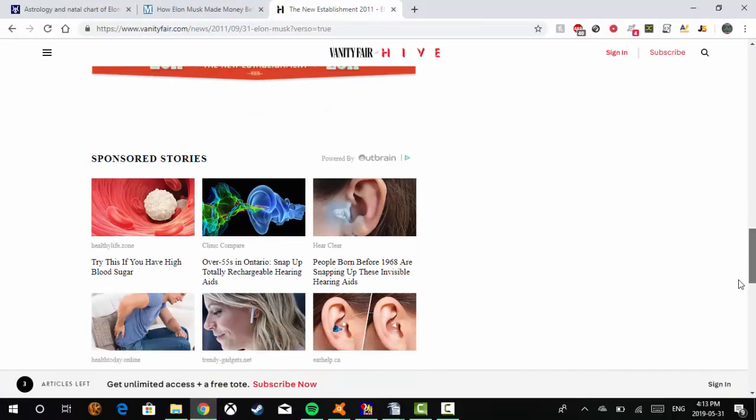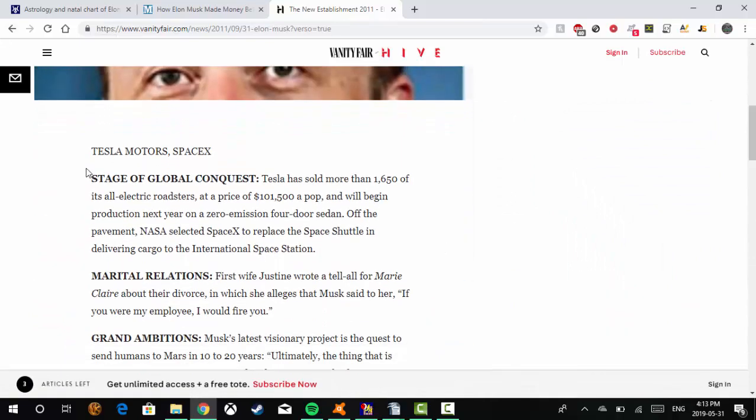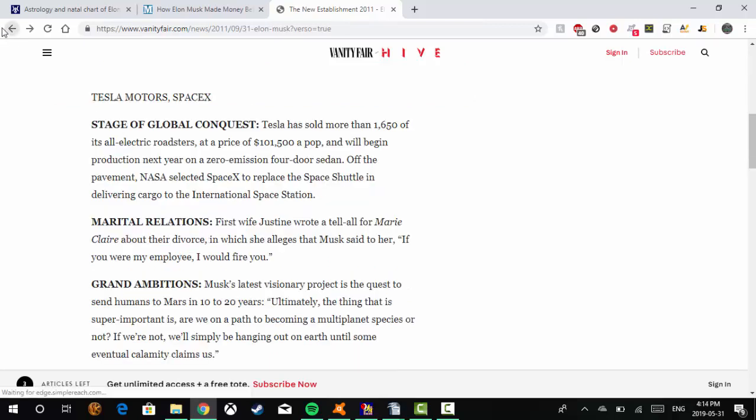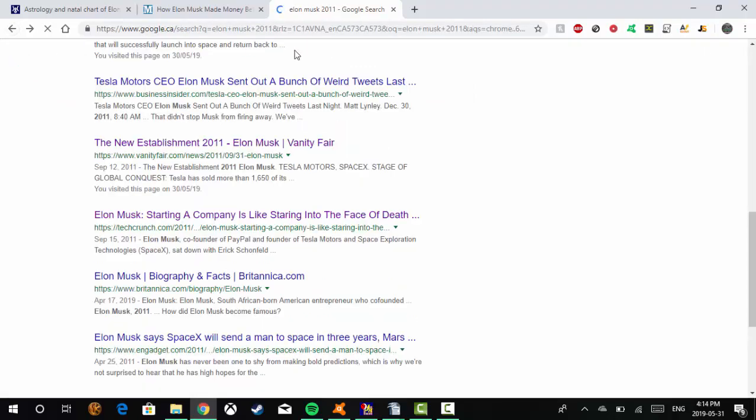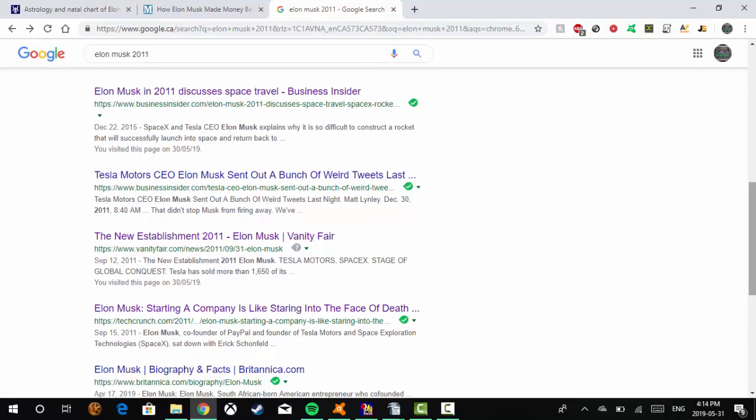Let's take a step back. Okay, I'm still just going to keep digging here. So he sold a bunch of Teslas, electric roadsters, whatever those are. Okay. So once his Capricorn became active, you can see he was making money. But I like the partnership aspect of that as well.